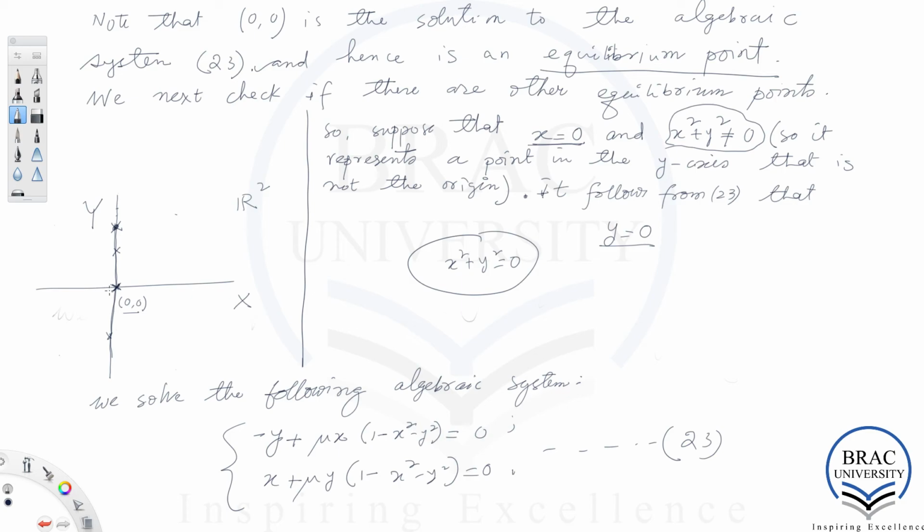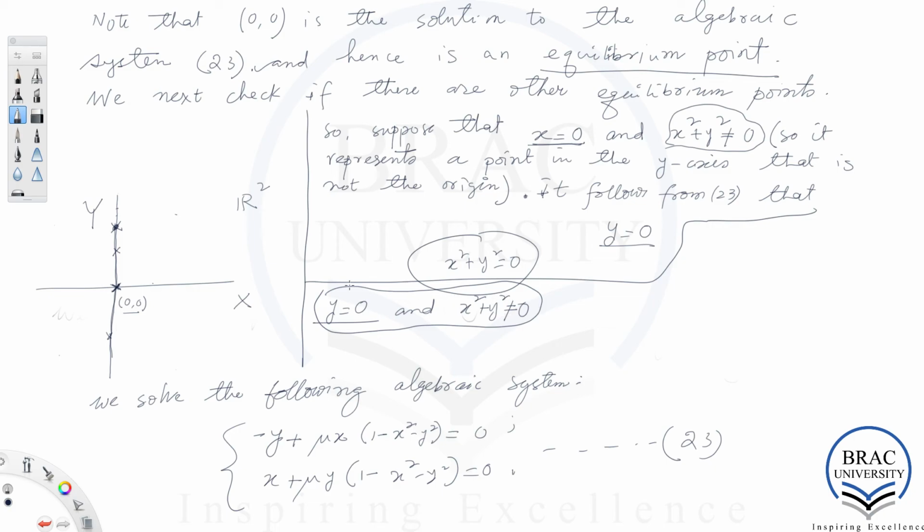Now, similarly, deal with the case when y is equal to 0 and x squared plus y squared is not equal to 0. Okay. What does it mean? Geometrically, it means that you are on the x-axis away from the origin, since x squared plus y squared is not equal to 0.